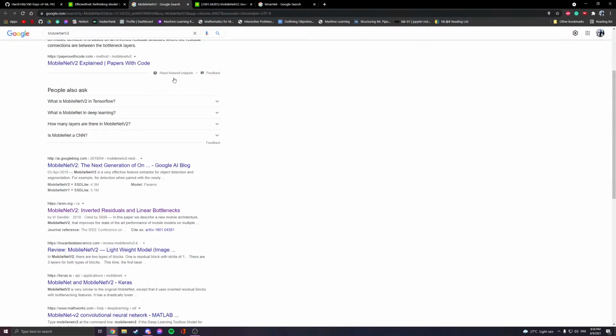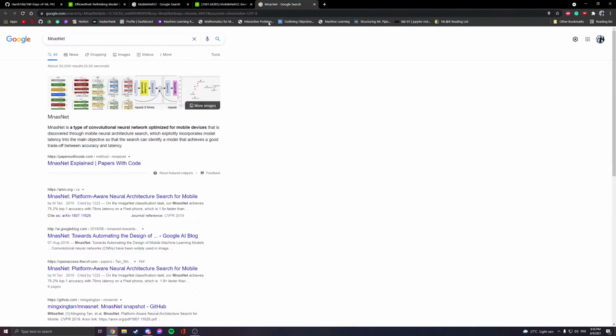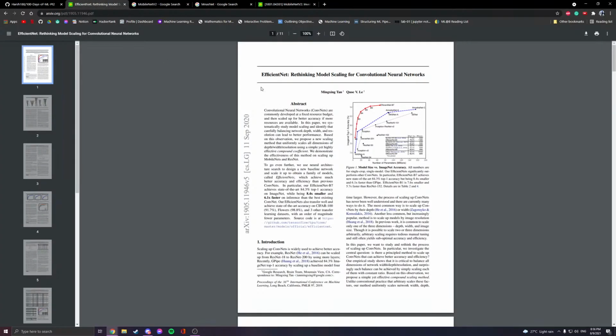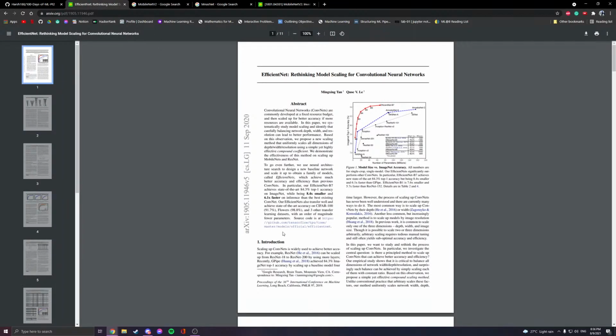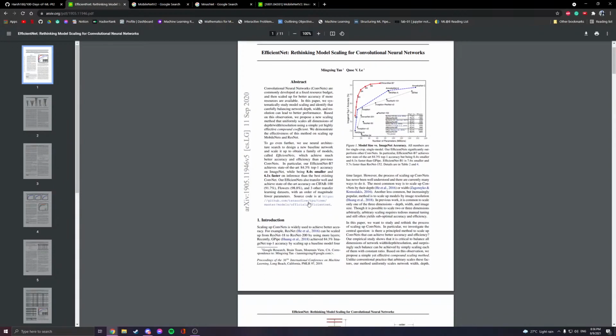But I'm just going to go over maybe the blog for both of these models and try to get an understanding of what the actual inverted rectified linear Conv block is.